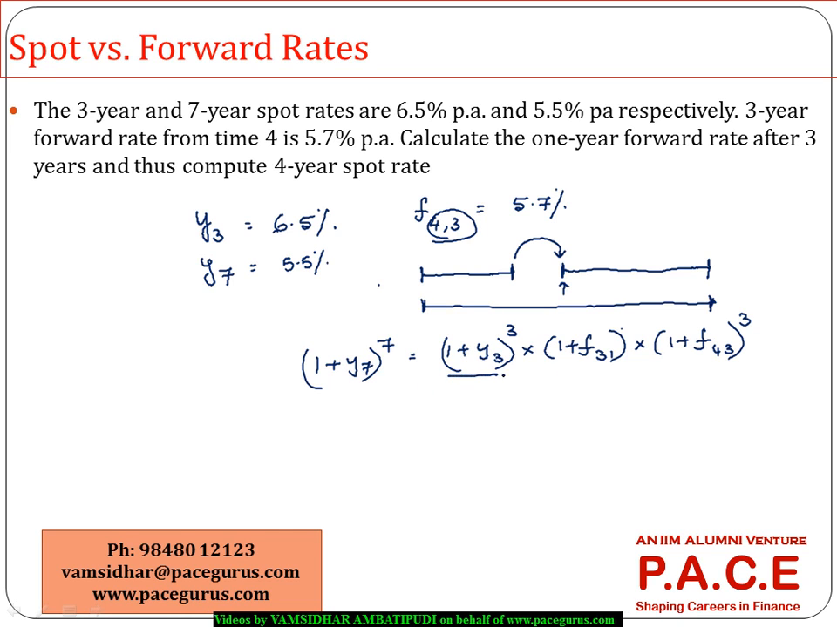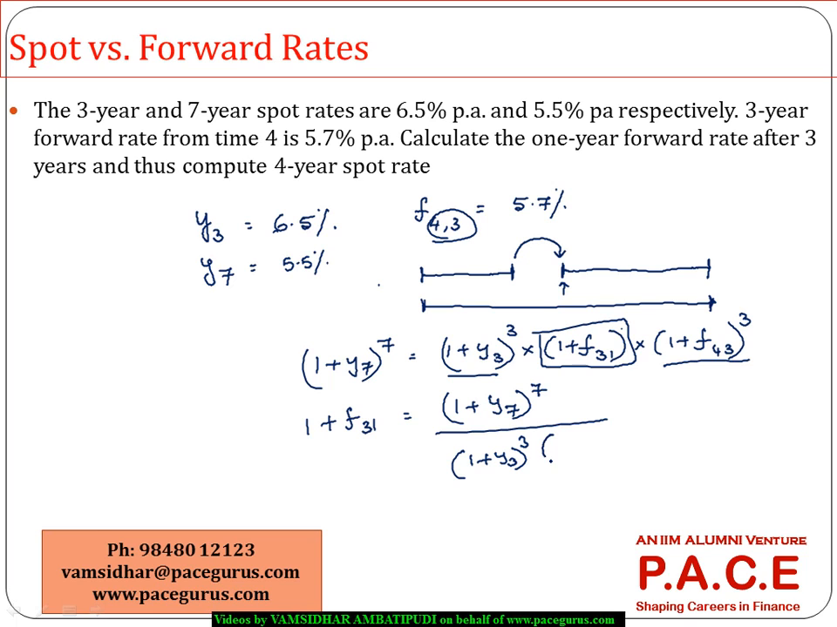So this value is known, this value is known, only this is unknown. So from here I can compute my 1 plus f31 as 1 plus y7 to the power 7, and divide the same by 1 plus y3 cube multiplied by 1 plus f43 cube. Right, so let's try that out.